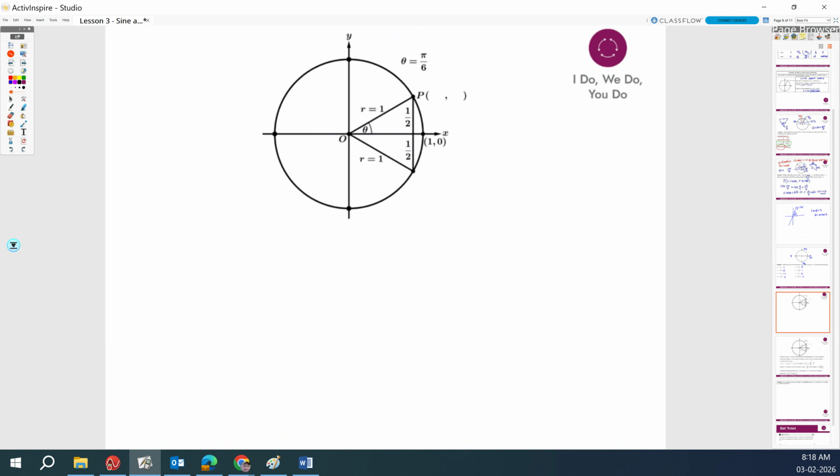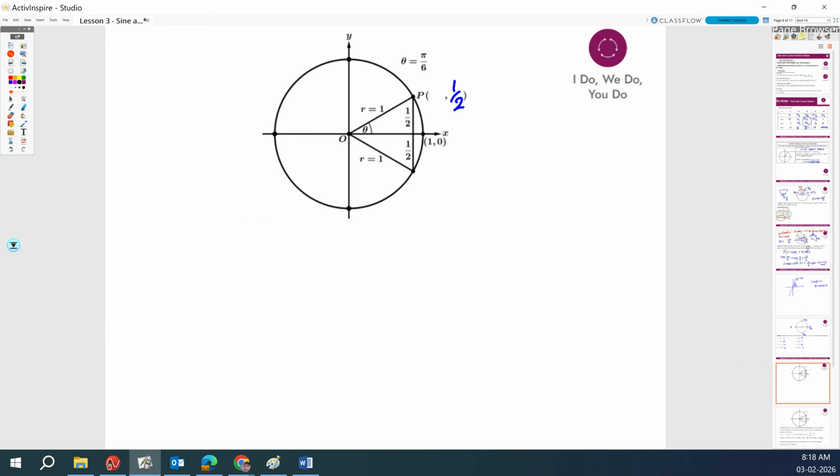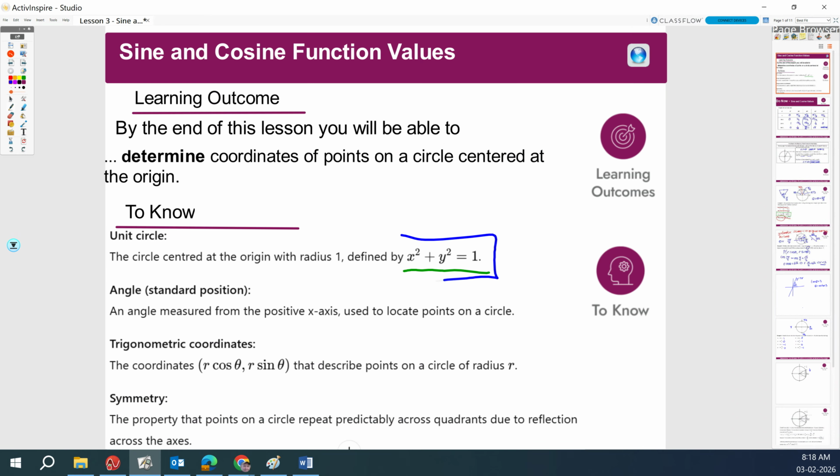So we can see here in the diagram that this value is going to be a half. We wish to find the x coordinate, and we can use the circle's equation. So the circle's equation, we remember back from the beginning. This is the circle's equation for a circle centered at the origin with radius 1.